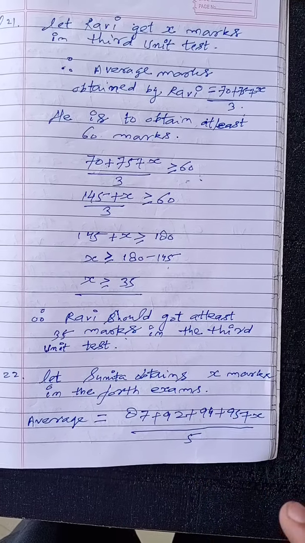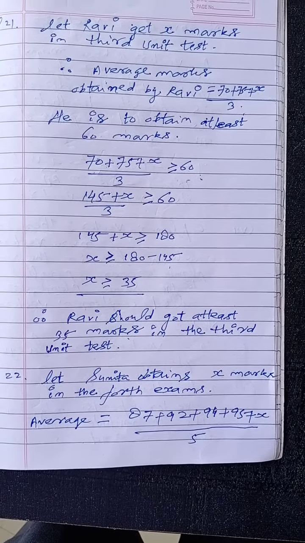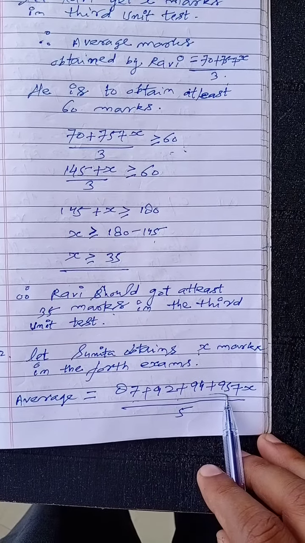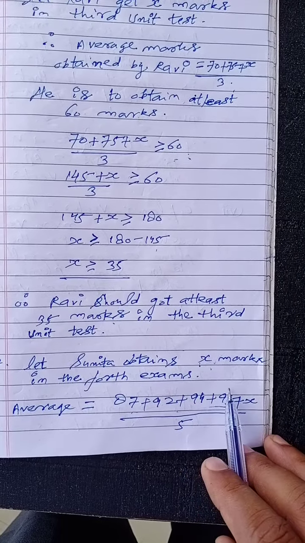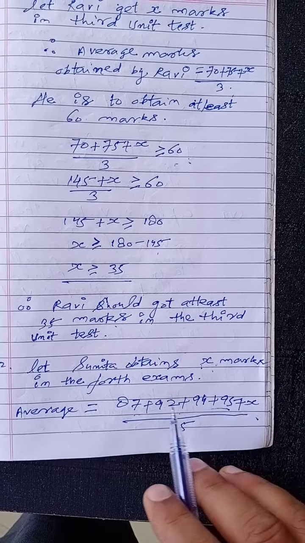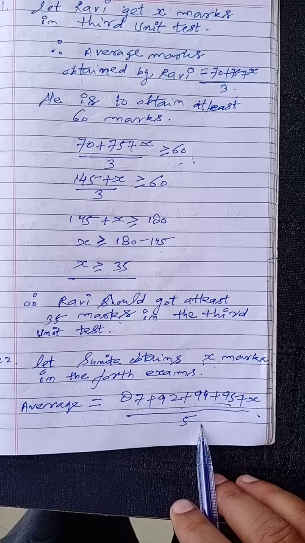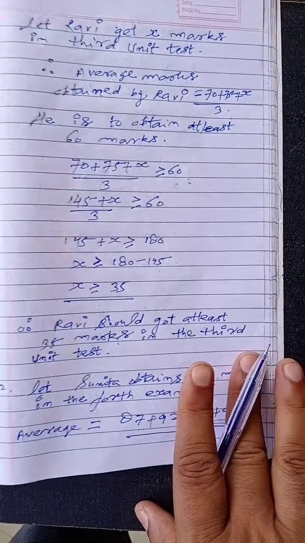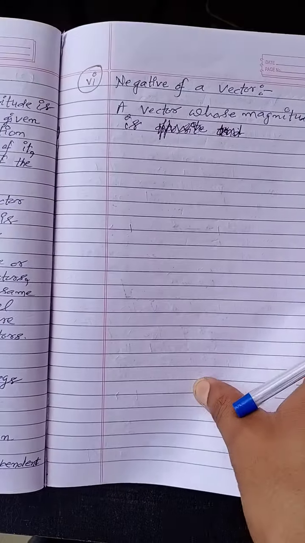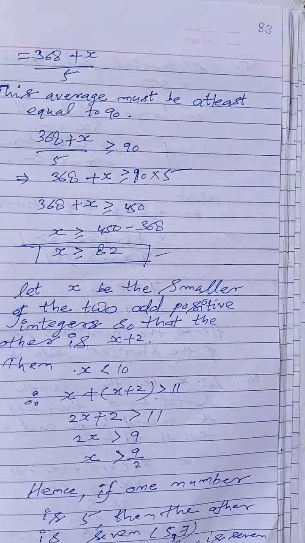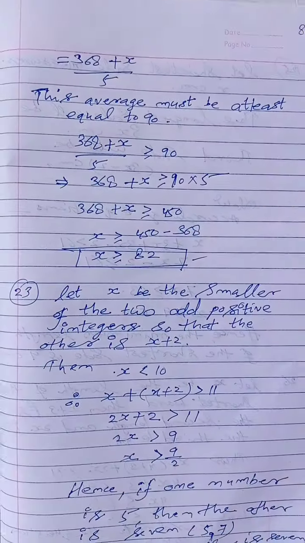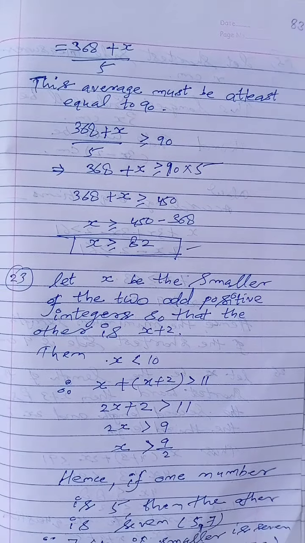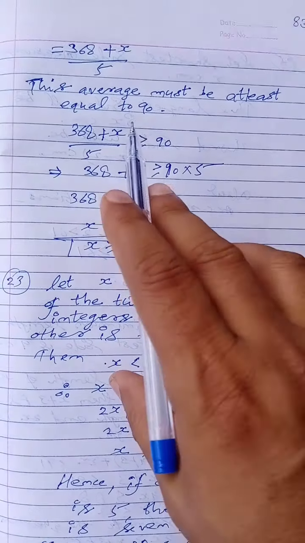We have to find the marks of Sunita's 5th examination, and the first 4 examination marks are already given here. So let the 5th examination marks be x. Average we will find as sum upon number. 5 numbers are there with us. When we add these, it comes to (368 plus x) upon 5.